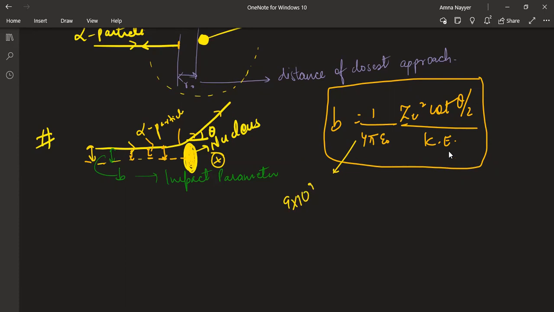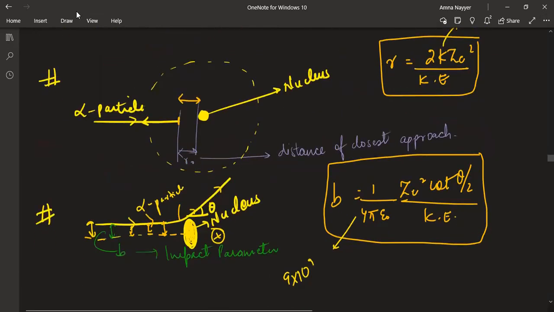All right, so let's practice some questions on this. Then we'll move on to Bohr's theory.